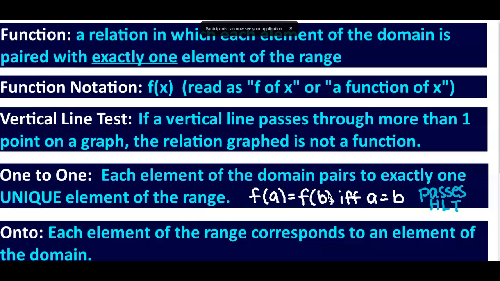Oh, if and only if. Sorry. f of a equals f of b if and only if a and b are the same, and it passes the horizontal line test. So we're going to look at graphs today where we talk about the vertical and the horizontal line test to understand that definition.